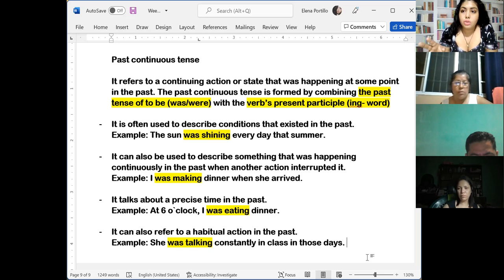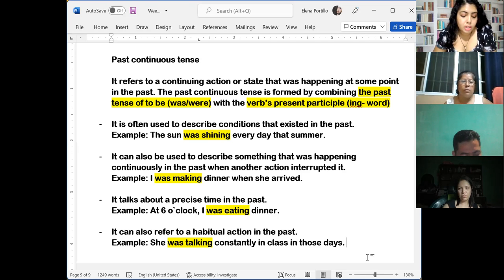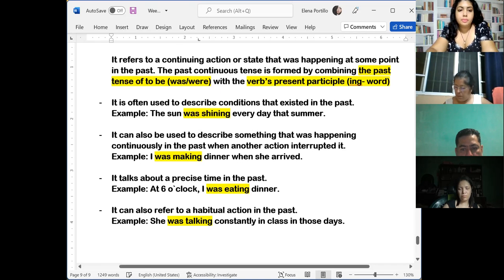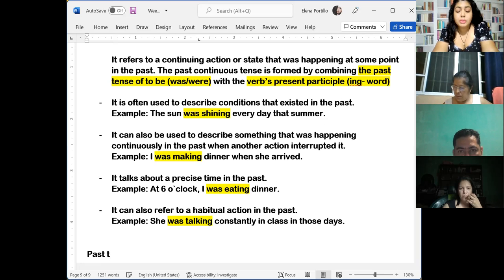Now, we are going to end the past tense, and we are going to talk about the past perfect continuous, that is the last part of this tense. So we have here past perfect continuous.